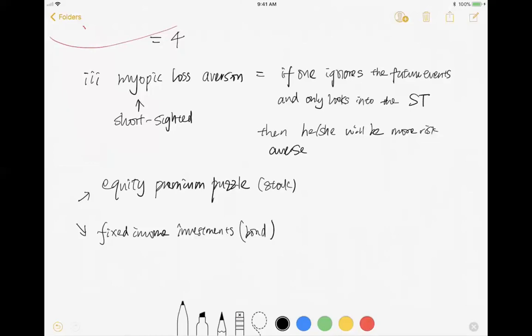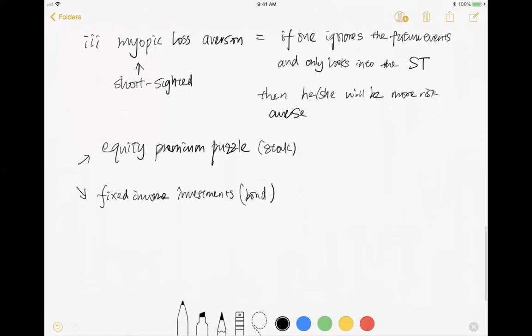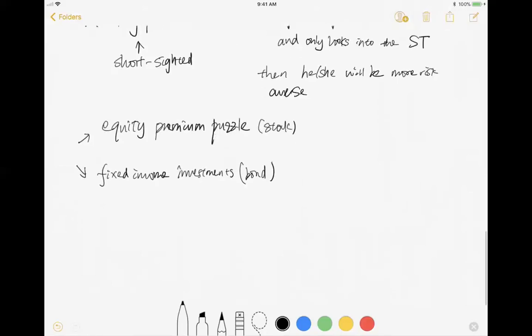But actually, this is more complicated. In reality, this is more complicated. Here, this question just gives you an example to think about how to explain something with the concept of myopic loss aversion.